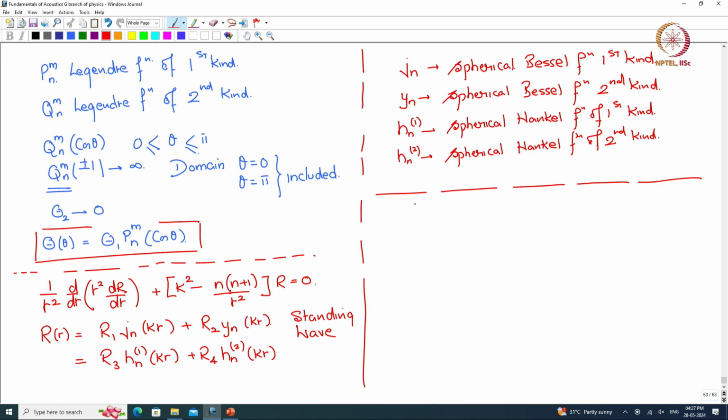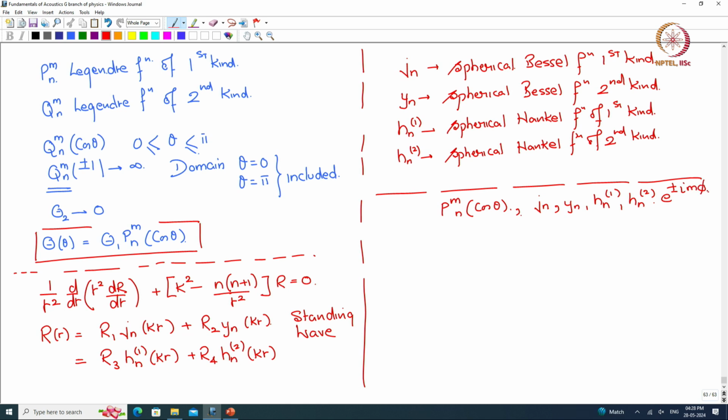So for example, we have come up with Pmn of cos theta, and we have also come up with Jn's and Yn and Hn of 1 and Hn of 2. Okay. And of course e to the power plus minus Im phi.